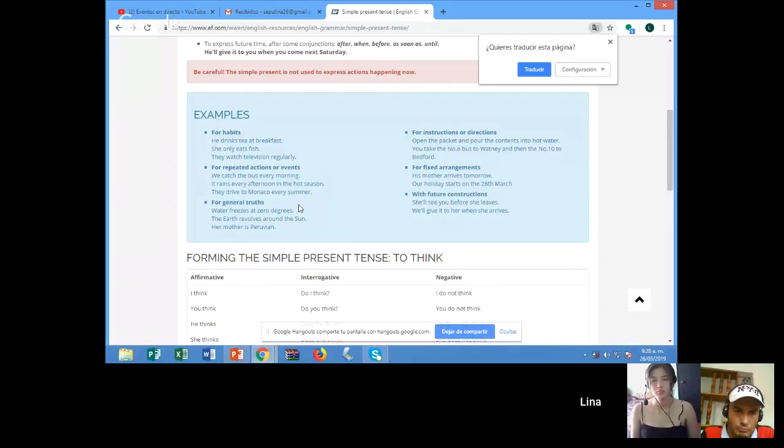For general truths: water freezes at 0 degrees. The earth revolves around the sun. Her mother is Peruvian. This is general truths, doesn't change. Okay? For instructions or directions: open the packet and pour the contents into hot water. You take the number 6 bus to Watney and then the number 10 to Bedford. So this is for instructions or directions.